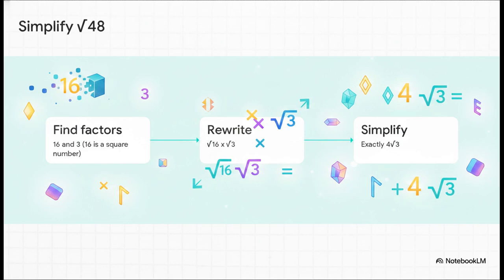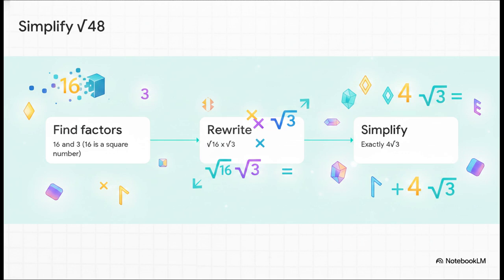Say we need to simplify root 48. Step 1, scan your memory for square numbers that divide cleanly into 48. 16 works, because 16 times 3 is 48. Step 2, you just rewrite it as root 16 multiplied by root 3. And step 3, evaluate that square number. Root 16 just becomes exactly 4. So your final answer? 4 root 3.